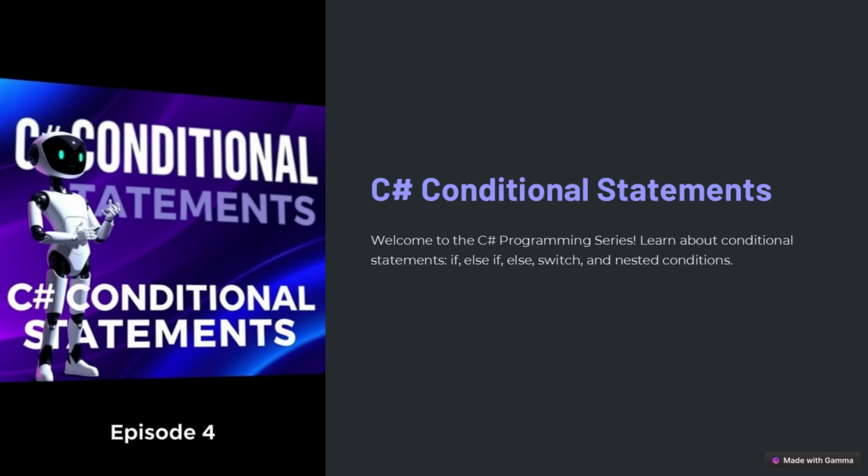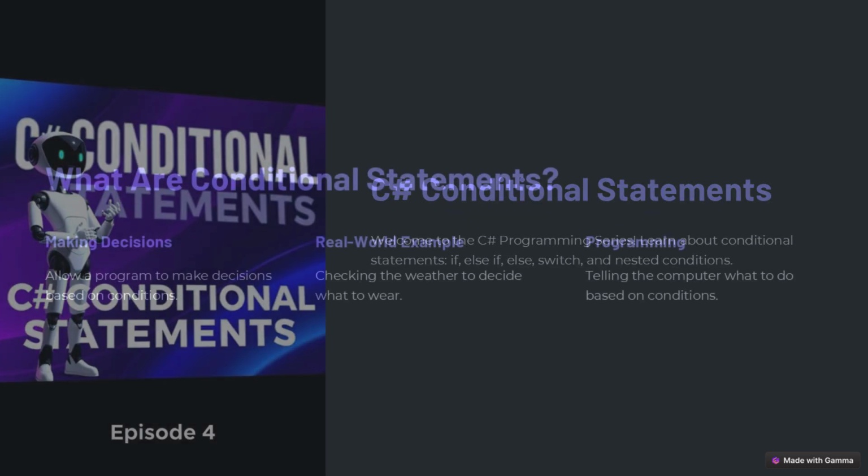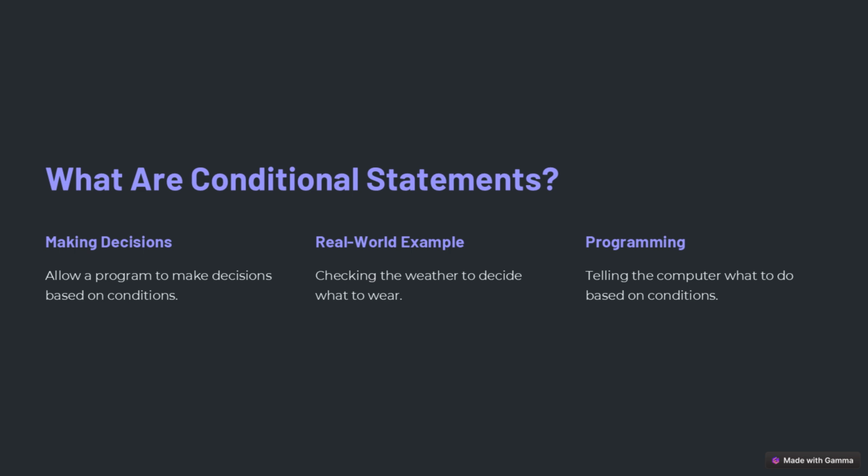In this video, we'll explore different types of conditional statements like if, else, switch, and nested conditions. By the end of this lesson, you'll be able to write programs that can react to user input, perform validations, and automate decision-making. Let's get started. Conditional statements in C# allow a program to make decisions.